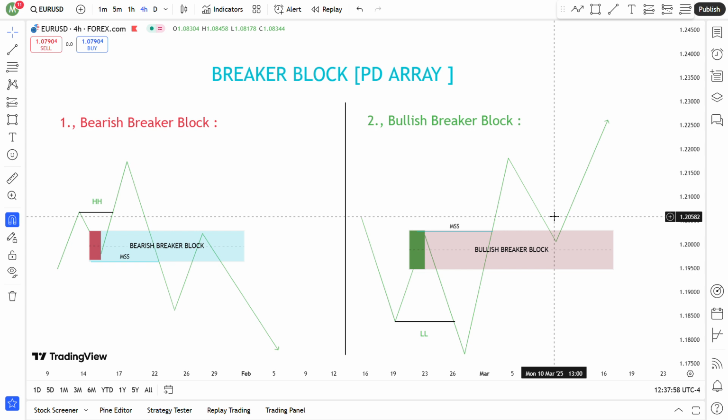So I have taught you what the breaker block is and the types of breaker block. In the next video, I will teach you how to draw this breaker block in the live market.